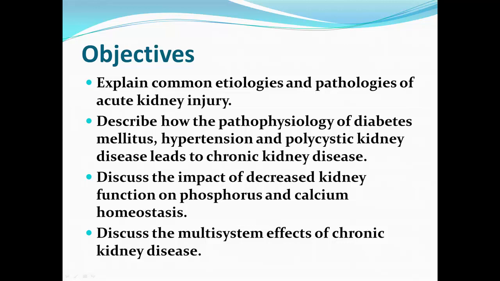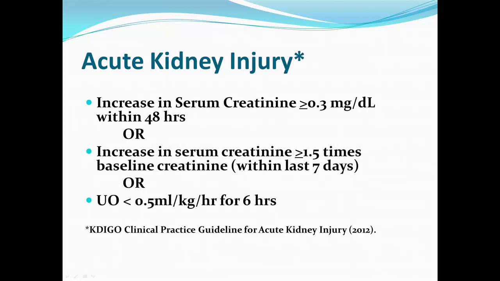We're going to talk about how the pathophysiology of diabetes, hypertension, and polycystic kidney disease lead to chronic kidney disease. We're also going to talk about the impact of decreased kidney function on both phosphorus and calcium homeostasis, and then in our summary, we'll review some of the multi-system effects of chronic kidney disease. Let's start then with acute kidney injury.